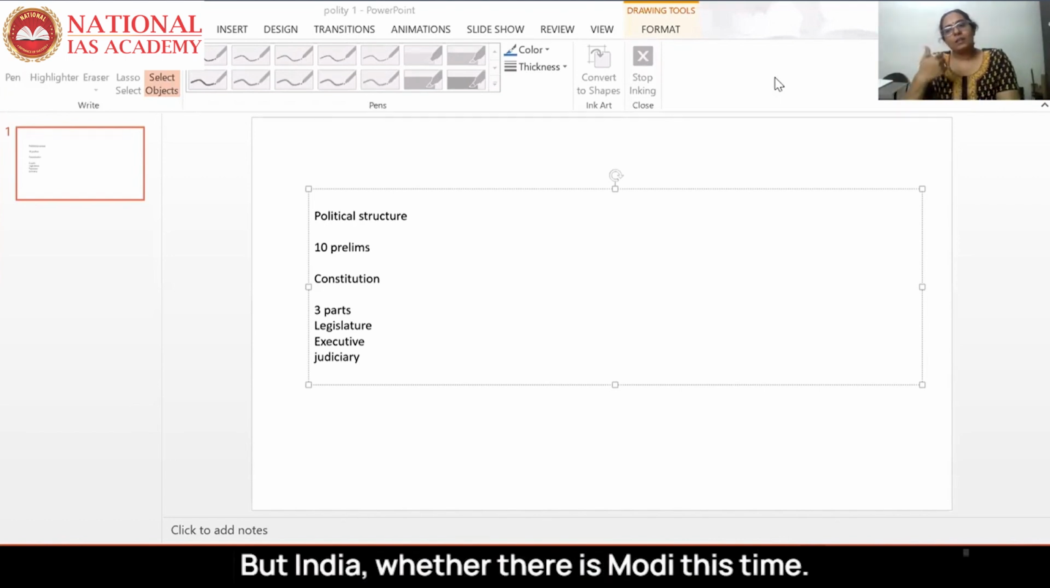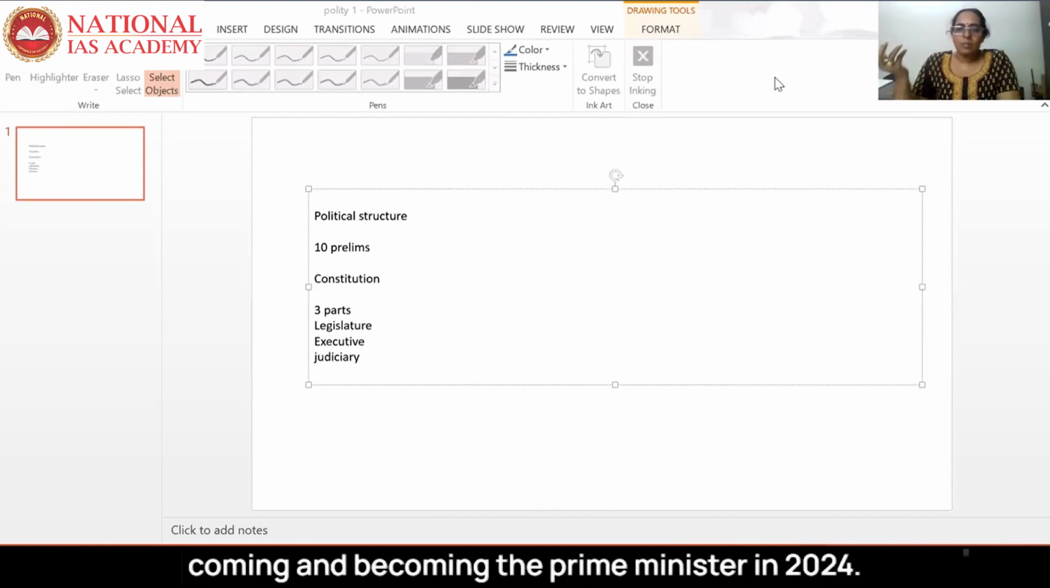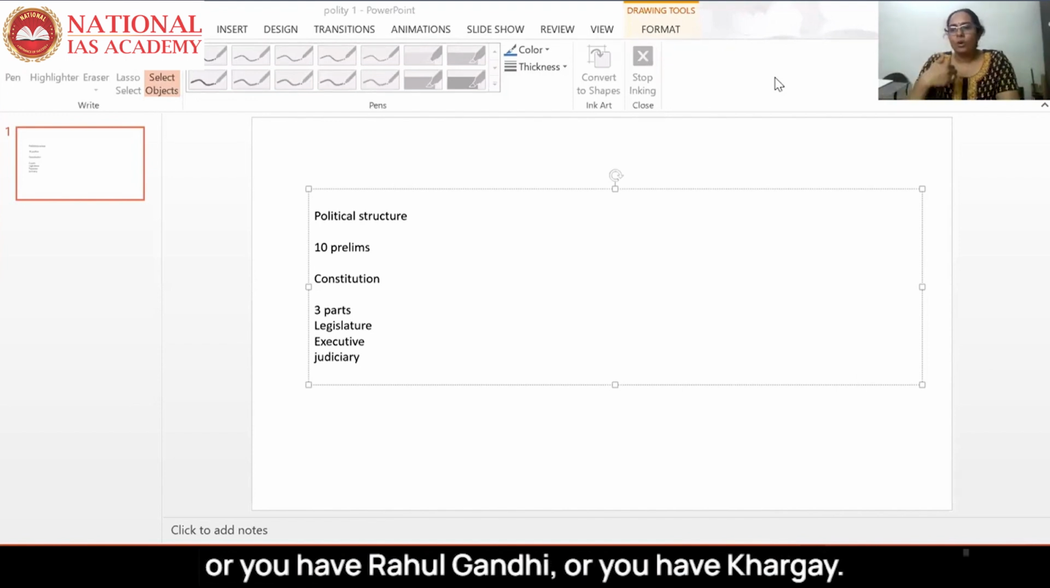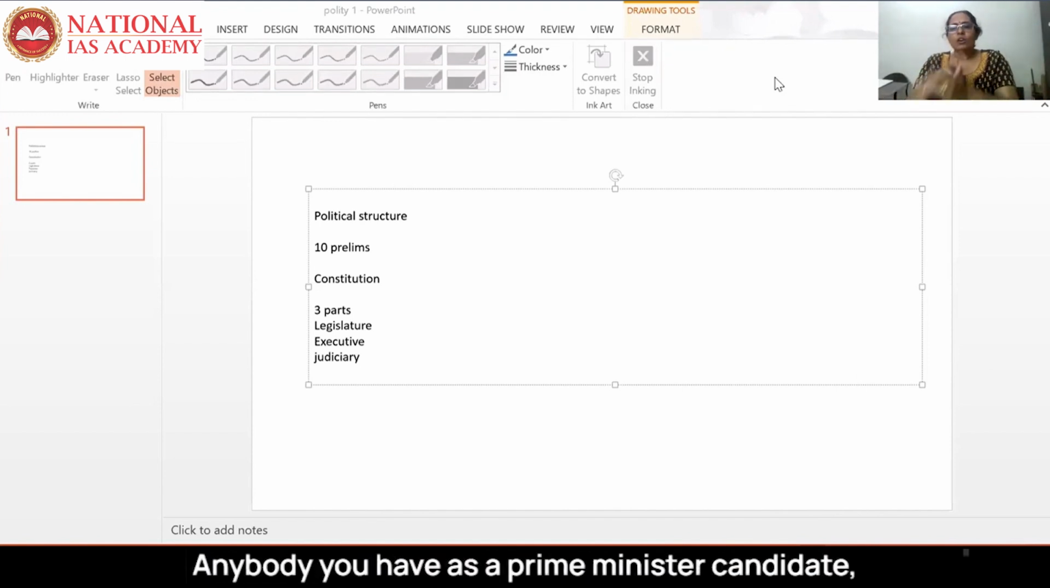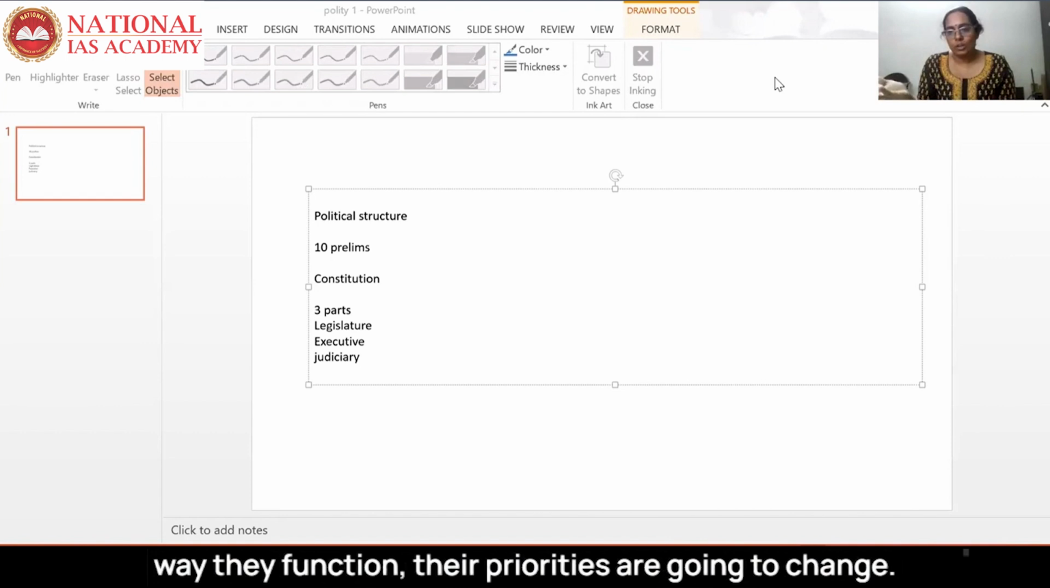But in India, whether there is Modi this time, or a new person from somewhere becomes the prime minister in 2024, or you have Mamata Banerjee, or Kejriwal, or Rahul Gandhi, or Kharge, anybody as a prime minister candidate, nothing is going to change in the country. Only the way they function, their priorities, are going to change.